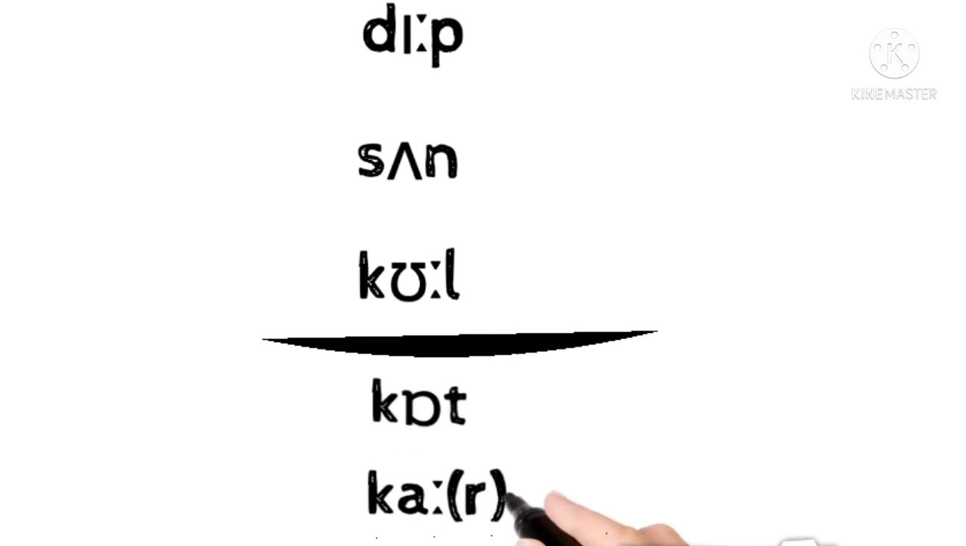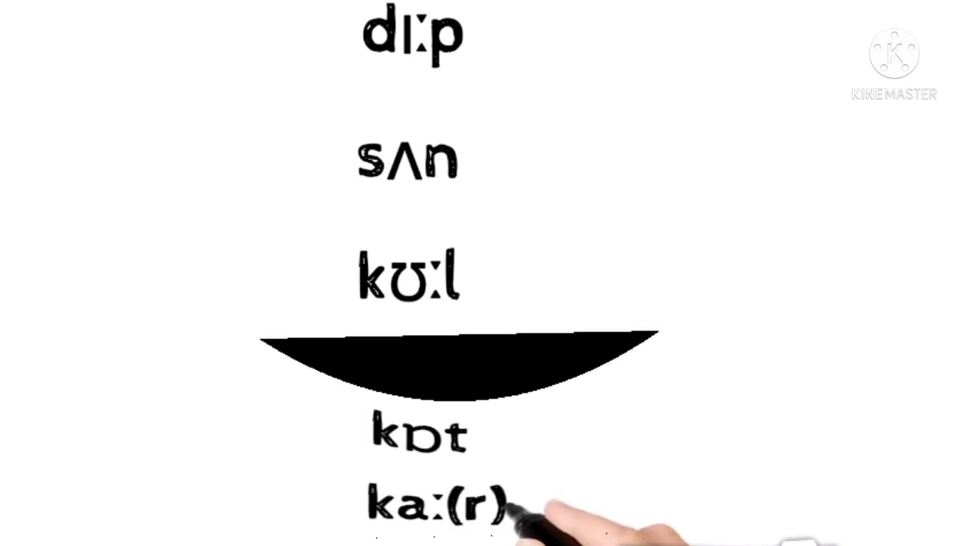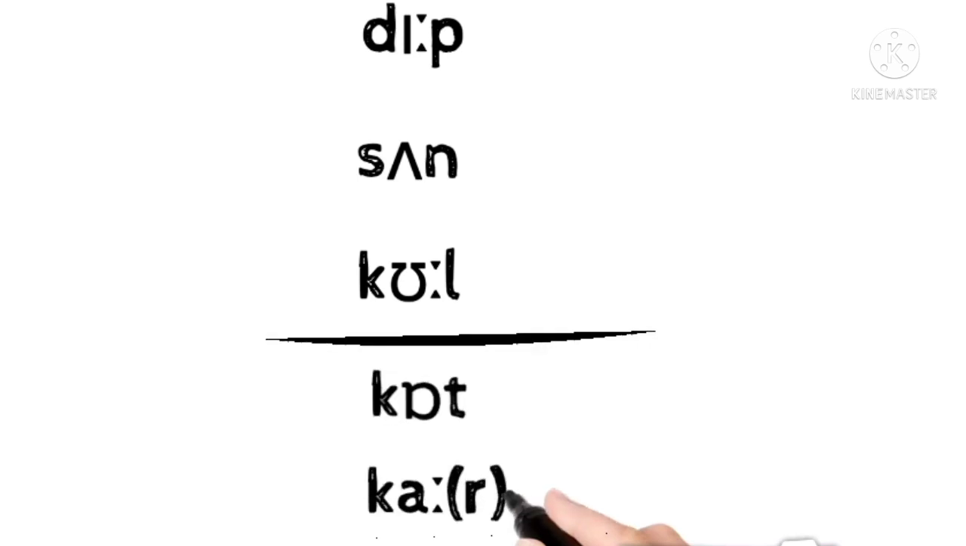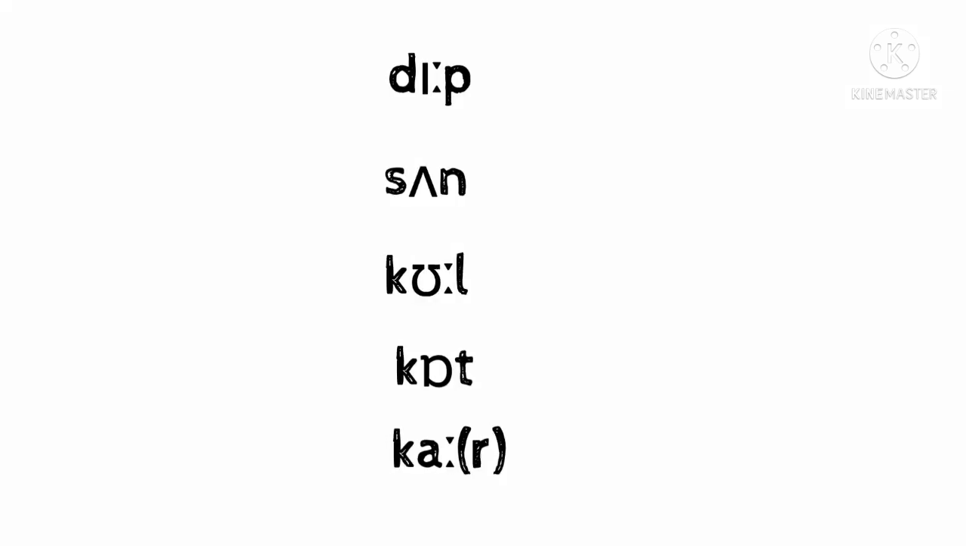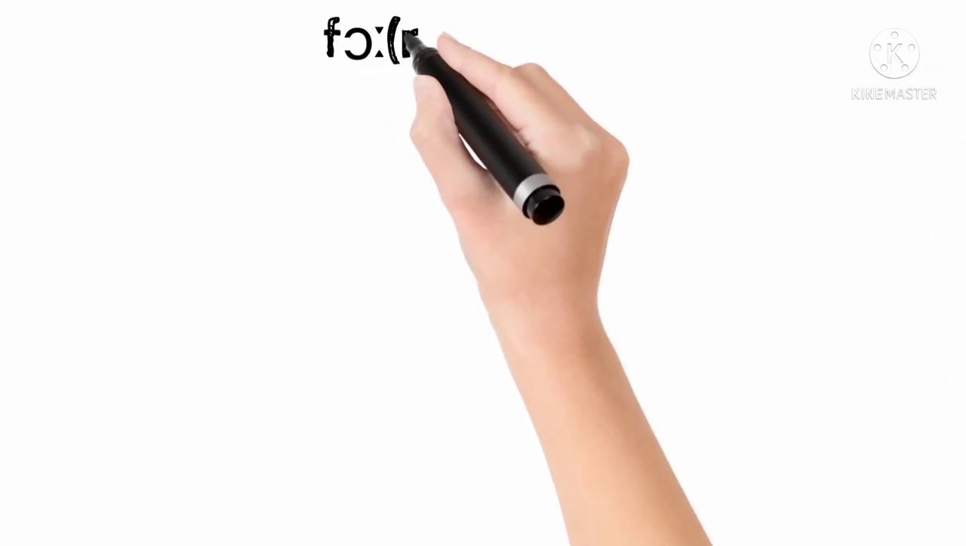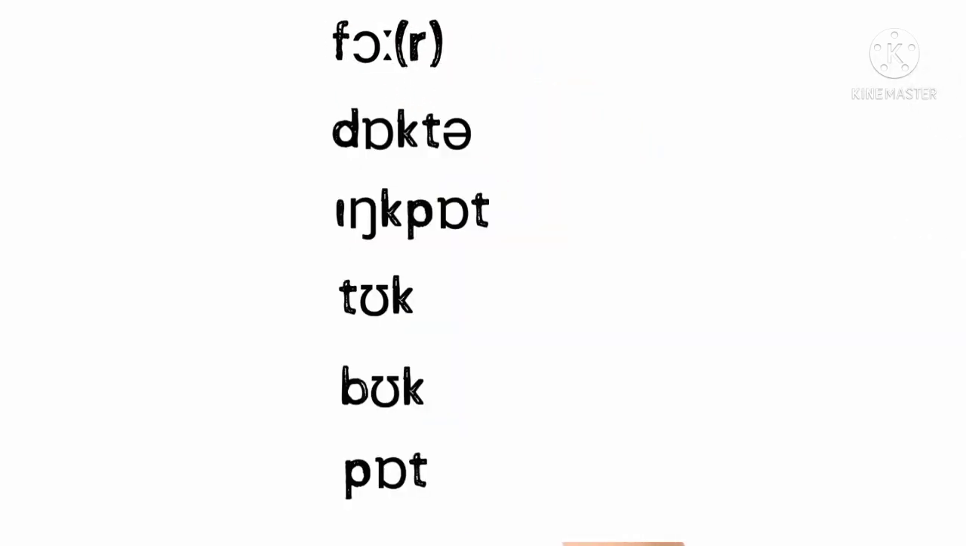Now, the student is requested to read the words. Deep, sun, cool, caught, car. These words for doctor, ink pot. You can read it like ink pot also. Took, book, book, pot.